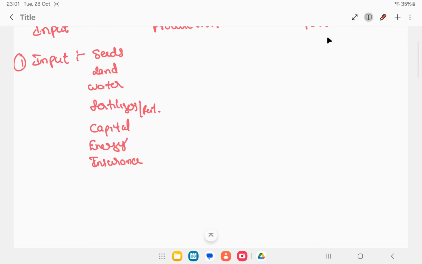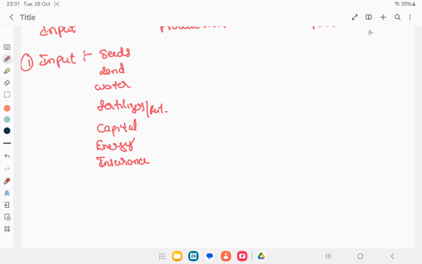What else is needed in agriculture as an input? You need to have insurance, and am I missing anything? I had capital, I had energy, I had insurance. Yeah, I need to have agricultural labor, right? I need to have someone to work on my land. So those are broadly all the inputs which are needed.